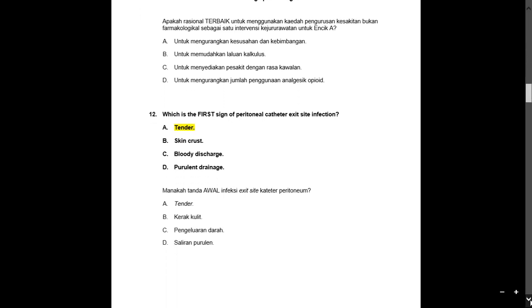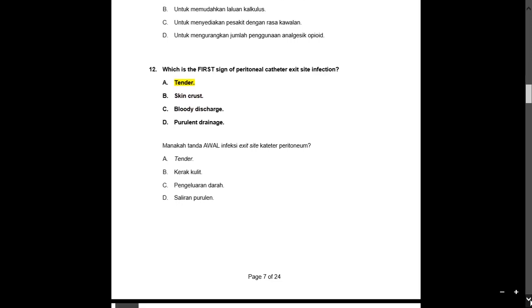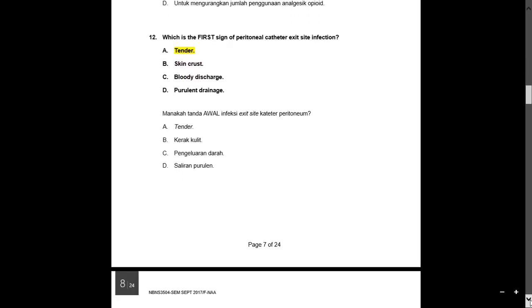Then we'll move on to the 12th question. The question is, which is the first sign of peritoneal catheter exit site infection? So answer is A. Tenderness is the early sign of infection.